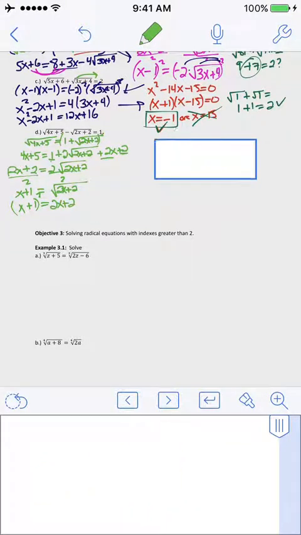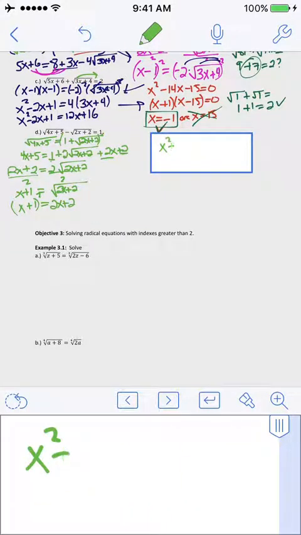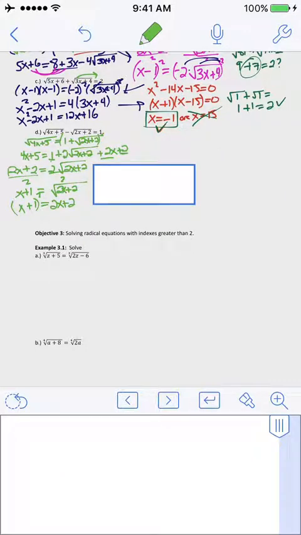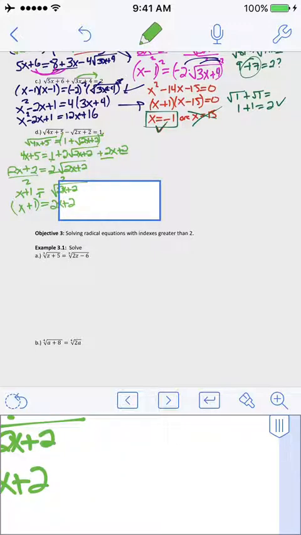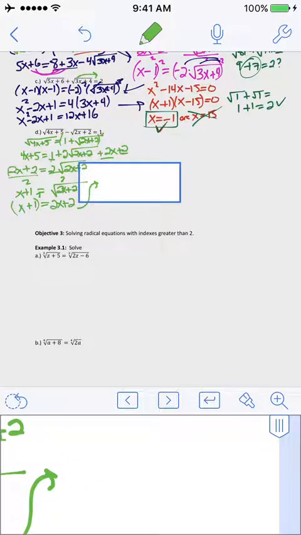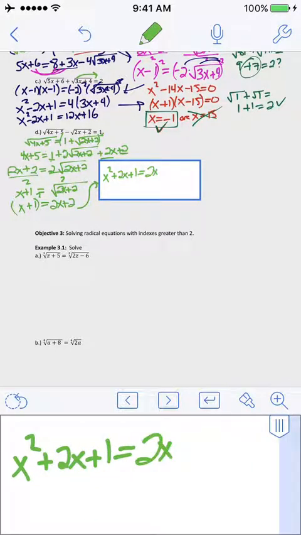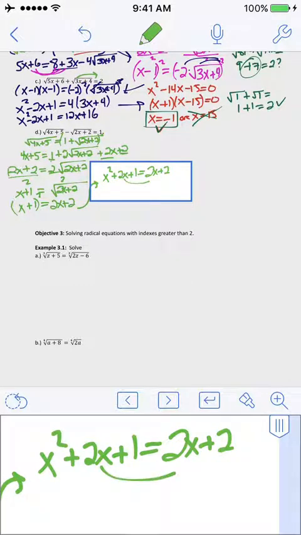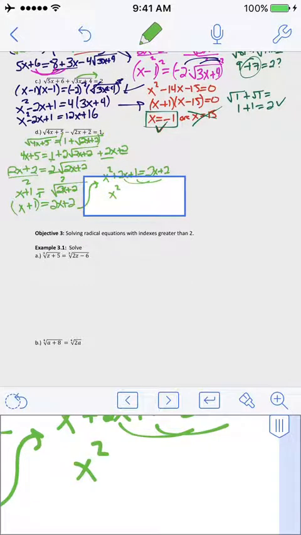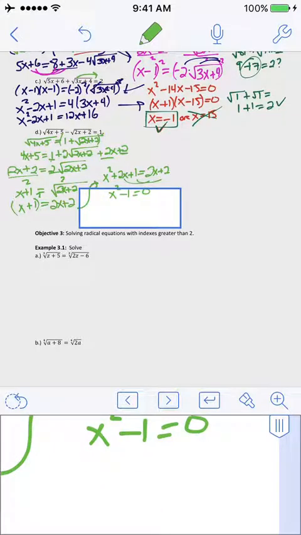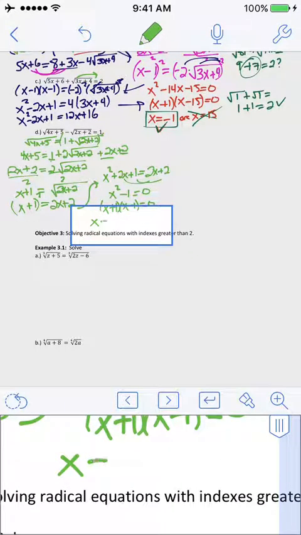X plus 1 squared ends up being x squared plus, well, I don't want to write it there, just in case I need to double check some answers. Let's go over here. So x squared plus 2x plus 1 is what x plus 1 squared is. Again, check out chapter 5 if you forgot how to do that. That still equals 2x plus 2. Subtract, subtract. Get x squared minus 1 equals 0. Ooh, special case, yay. Oops, getting ahead of myself. X plus 1 equals 0. X minus 1 equals 0. Now zero product property says x can equal negative 1 or x can equal 1.